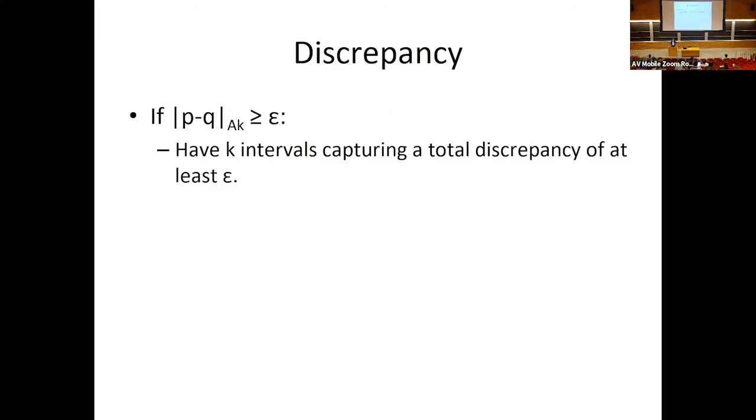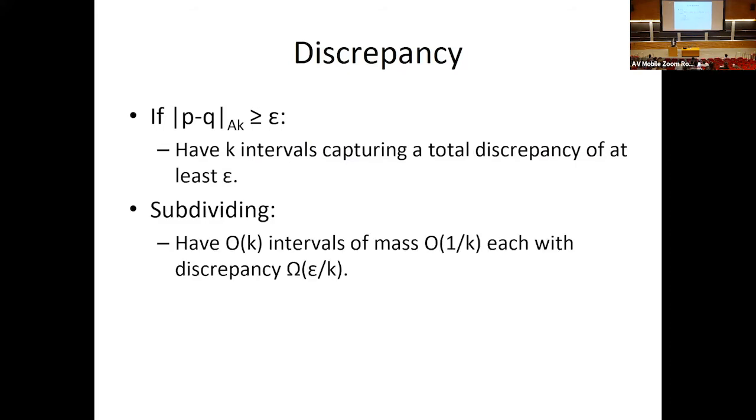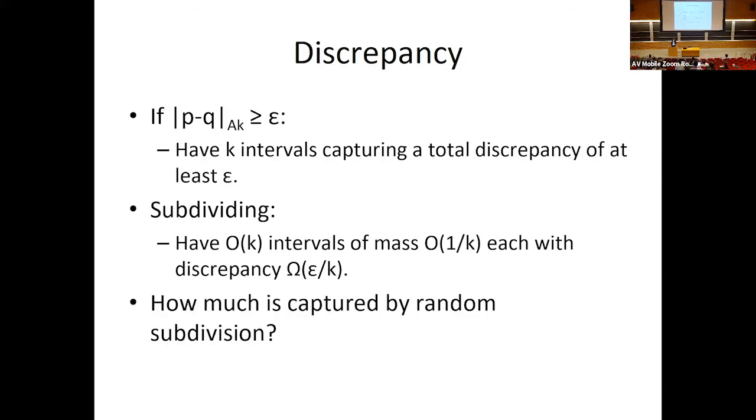Well, if the AK distance between P and Q is bigger than epsilon, there are some K intervals that capture total discrepancy of at least epsilon. And if we subdivide them a little bit, we can assume basically that each of these intervals has total mass O of 1 in K and captures a discrepancy of at least omega of epsilon in K. So the question then is, if we take now one of these random subdivisions that we get by just sampling from both P and Q and then using those as the breakpoints for our intervals, how much discrepancy is that going to capture?